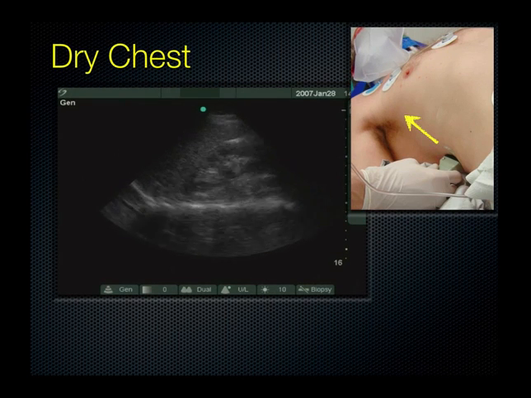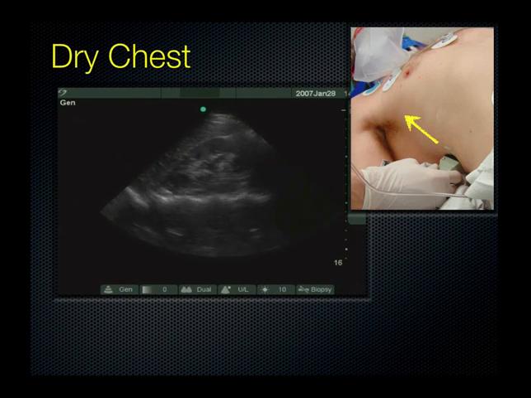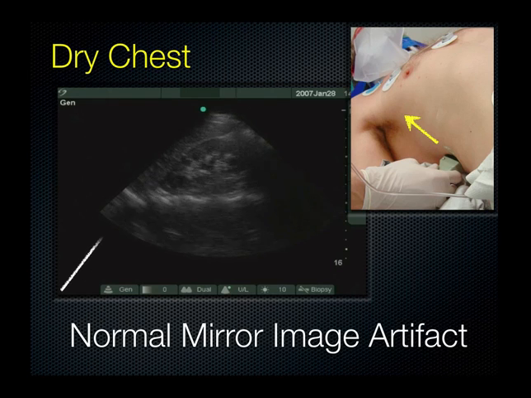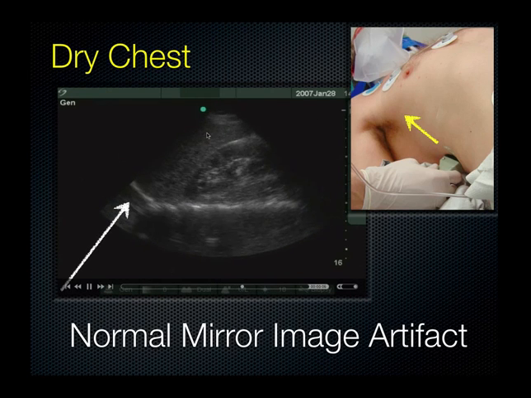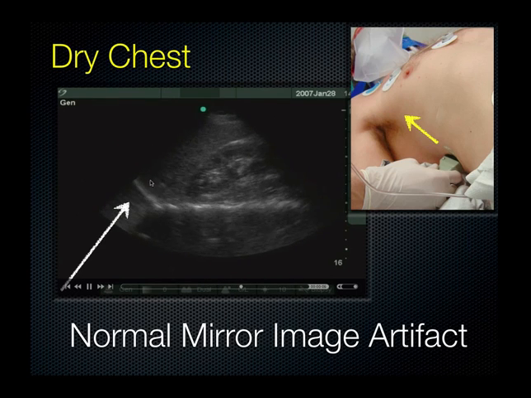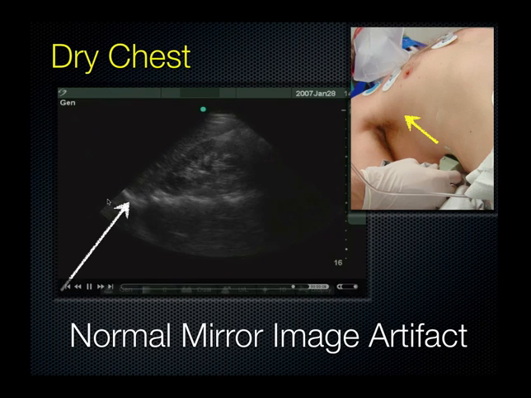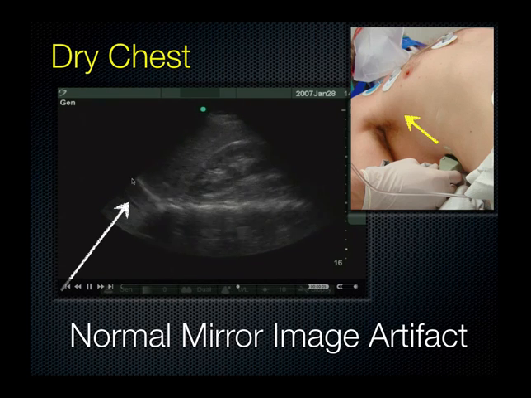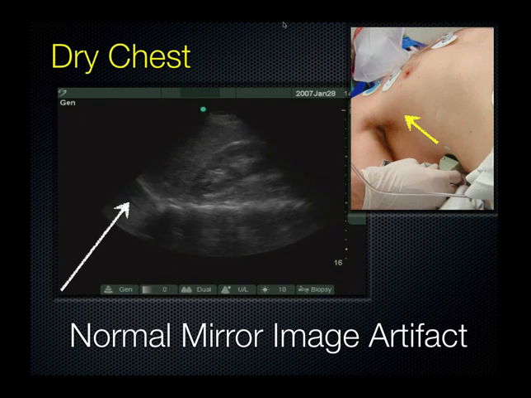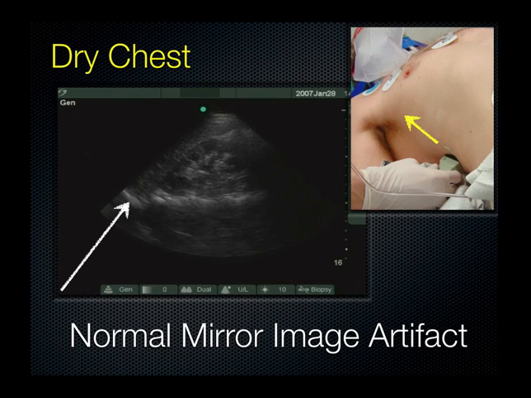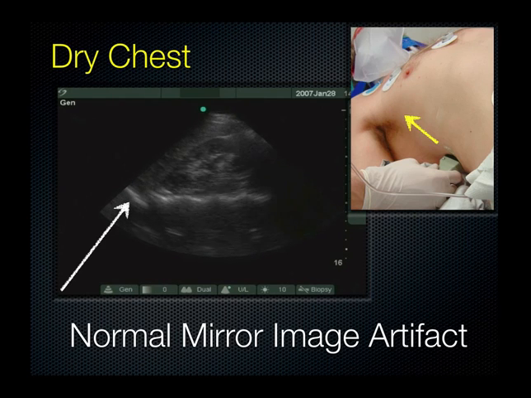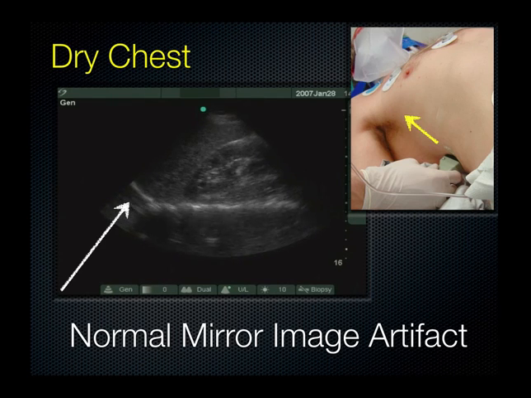Here's an example of a chest with no fluid. And what we're seeing here is something called a mirror sign. Mirror image artifact is when you have ultrasound beams coming through the liver or the spleen, reflecting off of the diaphragm and not able to go through because the lung on the other side will scatter the ultrasound beam, reflecting off the diaphragm and coming back to the probe in a delayed fashion. When this happens, the probe reads that delayed signal as liver tissue or spleen tissue deeper to the diaphragm, and therefore it appears that there's liver on both sides of the diaphragm.